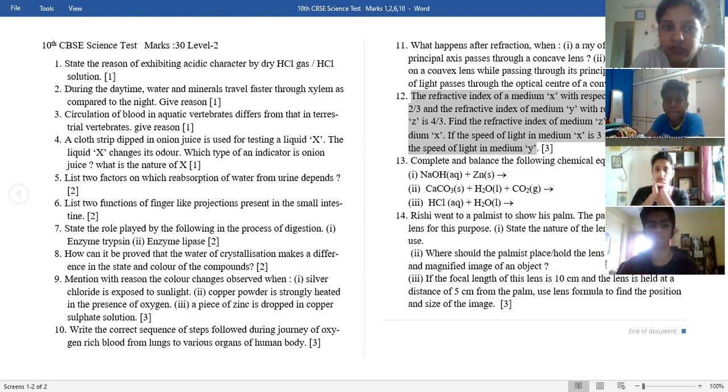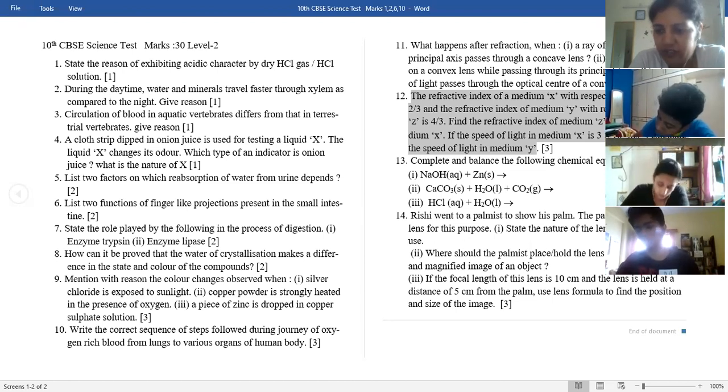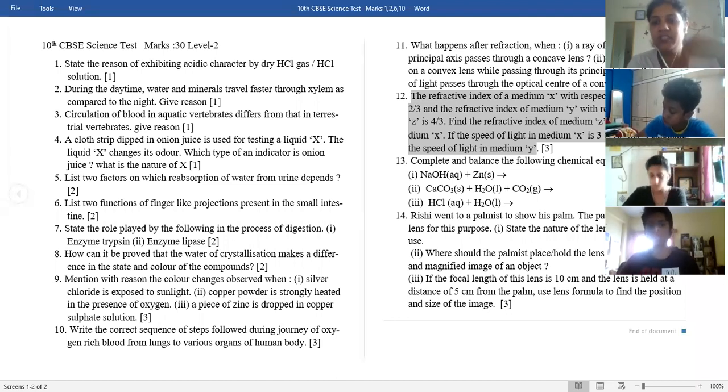These are the two factors on which reabsorption of water from the urine depends. One thing, the amount of water present in the body, that is one factor. And the second one, the nitrogenous waste that needs to be excreted. How much nitrogenous waste has to be excreted at that time? It is not about what is present in the body. Whatever the amount present, that doesn't matter. How much it has to be given out, it depends on that.